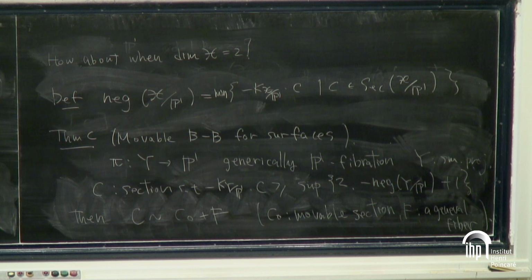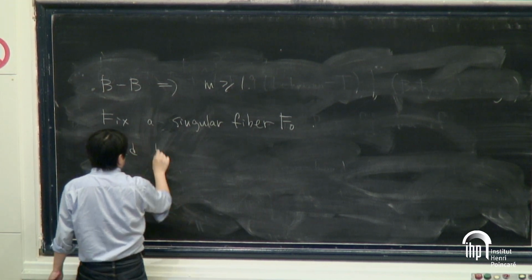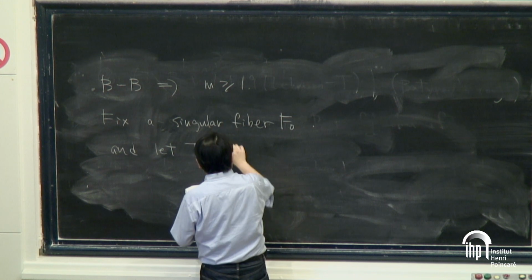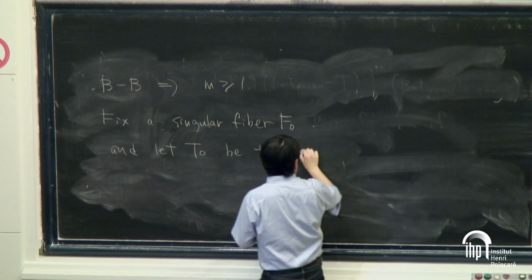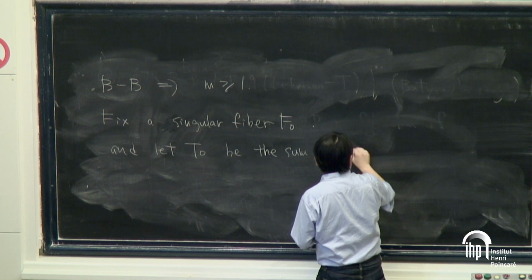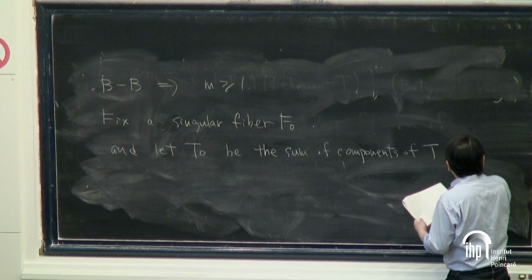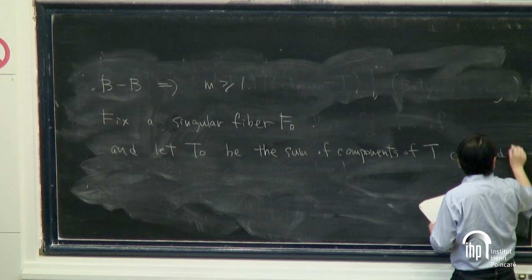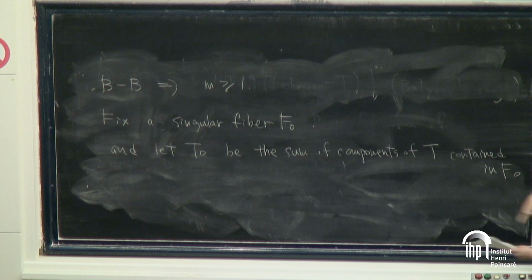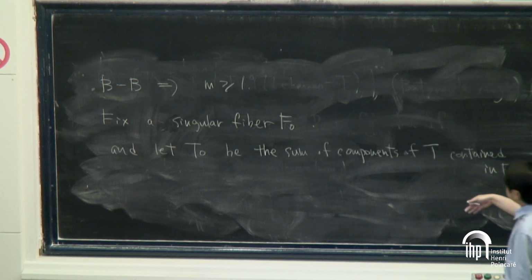And then fix one singular fiber, F0, and let T0 be the sum of components of T contained in F0. T can be expressed as a sum of components in singular fibers, and we only look at components contained in F0, one singular fiber.